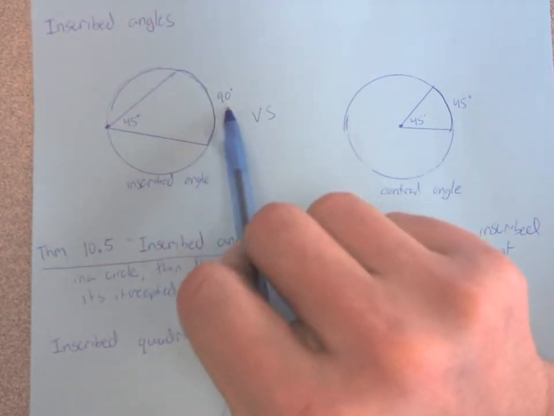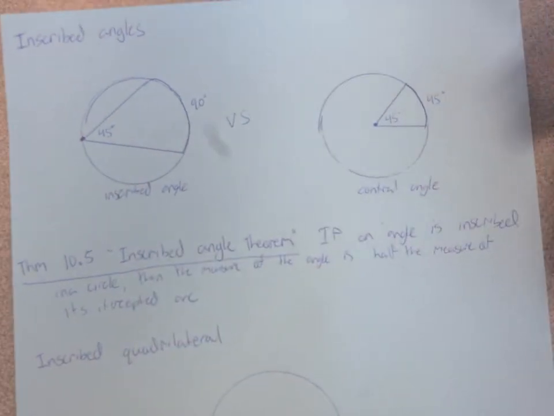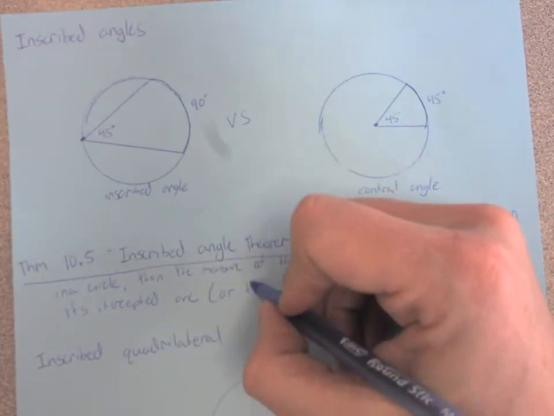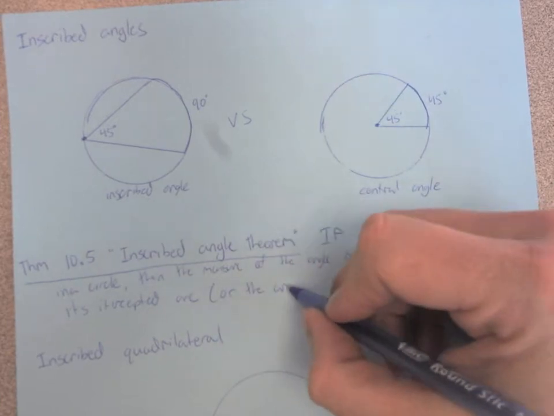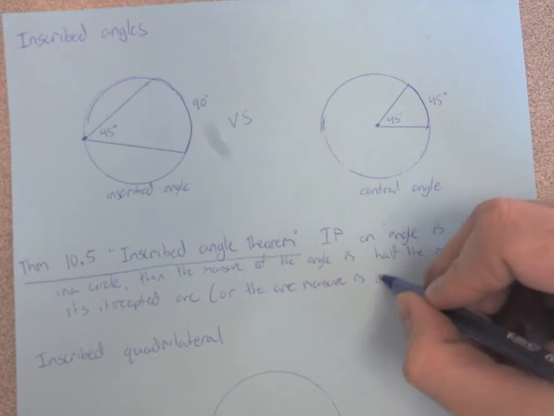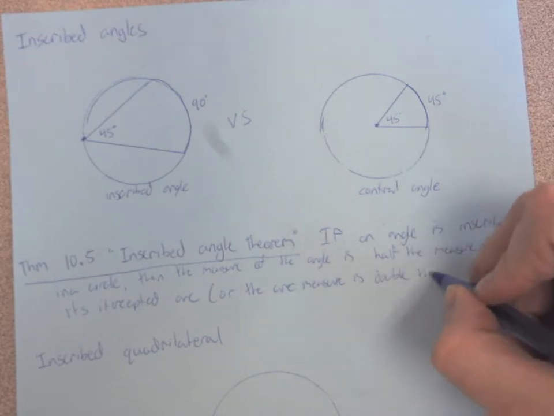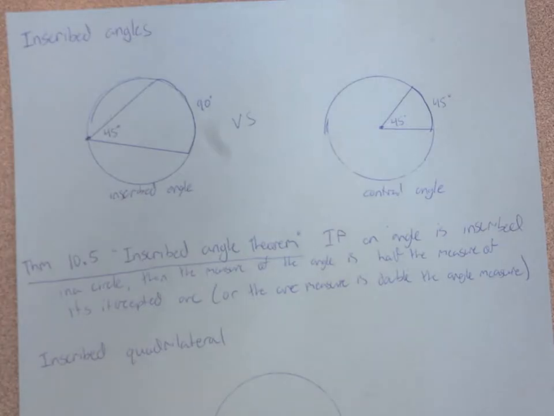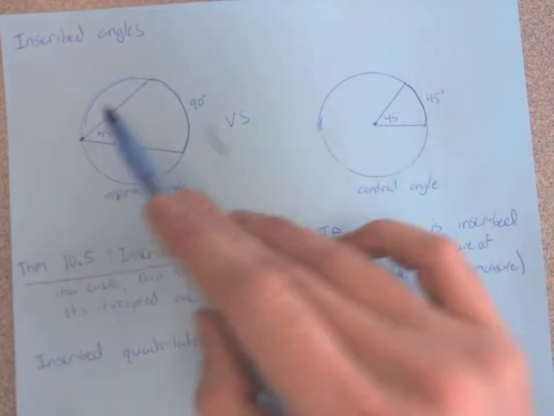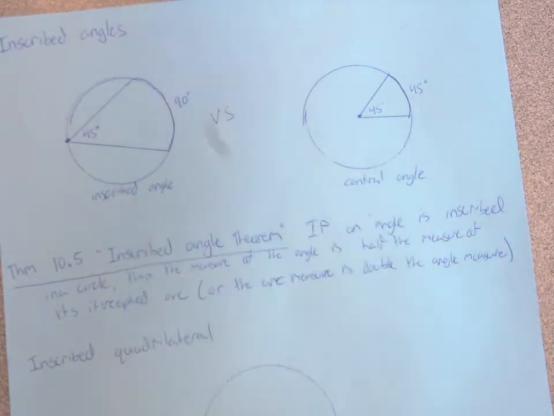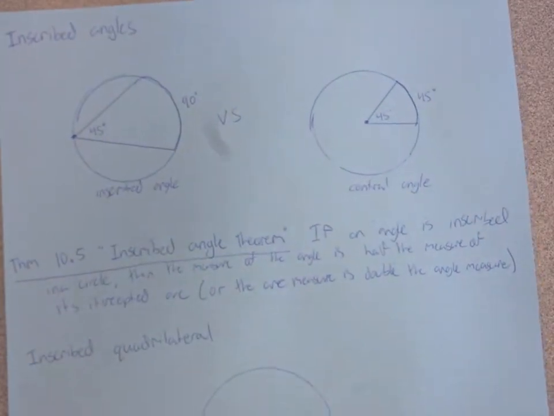So this is 90 divided by 2, you get 45. Okay, but that works both ways. So another way to say it is, the arc measure is double the angle measure. Those are kind of equivalent, right? So either double the inscribed angle to get the arc measure, or divide the arc measure by 2 to get the inscribed angle measure. Okay?